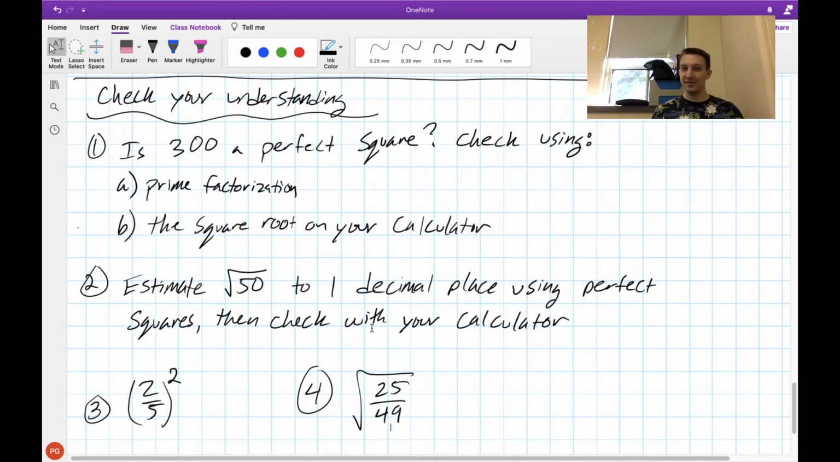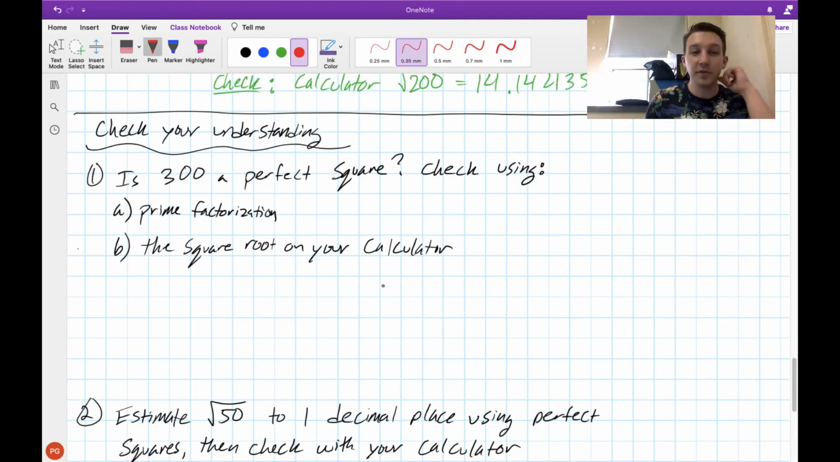All done? All right, let's go over the answers. For the first one here, we're asked to use prime factorization on 300 to see if it's a perfect square. Now remember, we have to make a factor tree when we're doing prime factorization.